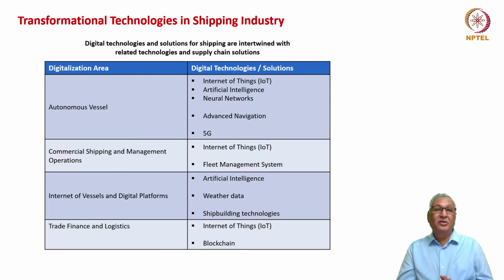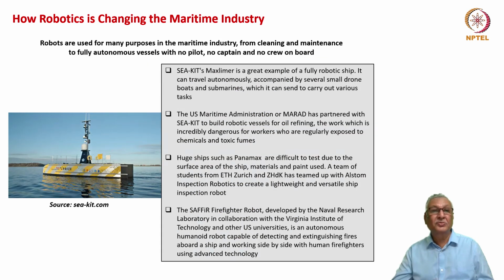There are transformation technologies occurring in the shipping industry, not known to many. Autonomous vessels, employing Internet of Things, artificial intelligence, neural networks, advanced navigation, and 5G. Commercial shipping and management operations, again applying IoT and also fleet management systems. Internet of vessels and digital platforms, applying AI, weather data and shipbuilding technologies. Trade, finance and logistics, applying IoT and blockchain. Digital technologies and solutions for shipping are intertwined with related technologies and supply chain solutions.